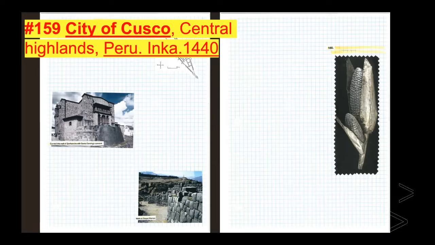This is the city of Cuzco, and that is in the central highlands of Peru. The culture is Inca. You can spell this with a C or with a K. And then 1440 is when this is all established.